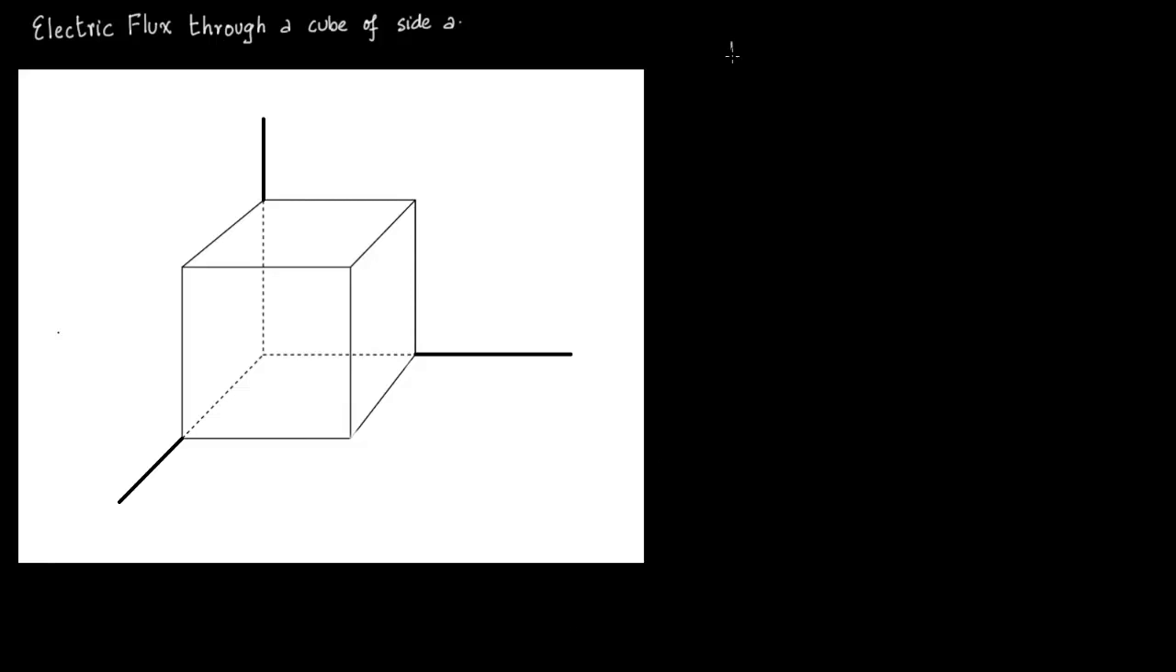We now talk about electric flux through a cube of side A. So first note that if this small surface vector dS is perpendicular to the electric field, then the electric flux, which is given as E vector dot product with dS vector, which is E dS cos theta. Now since cos theta is 0 for theta equal to 90 degrees, the flux would be 0.